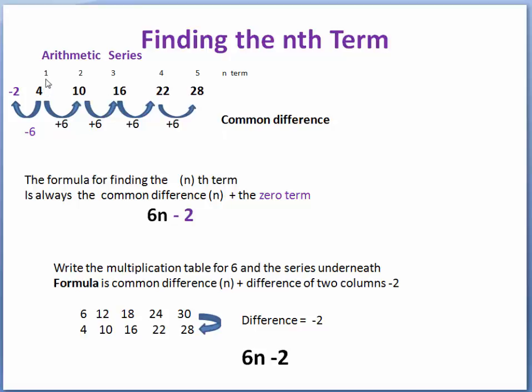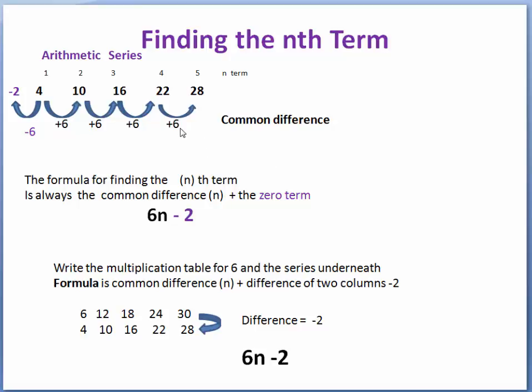This is the number of the term, so this is the first term, the second term, the third term, and usually it's labeled like a sub 1, a sub 2, a sub 3. So this is the number of the term, first, second, third, fourth. This is the terms, 4, 10, 16, 22 of the series, and this is the common difference between the numbers in the series. If you're asked to find the formula to get the nth term, it's always the common difference.